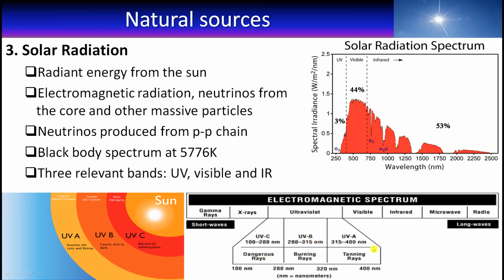UVA has less energy than UVB and is not absorbed by the ozone in the atmosphere. It can penetrate deeper than UVB and UVC and can reach the retina and can cause retinal diseases in the eyes.